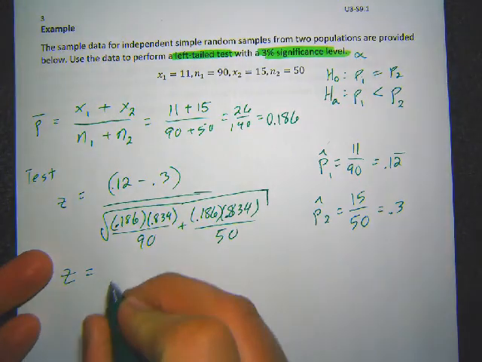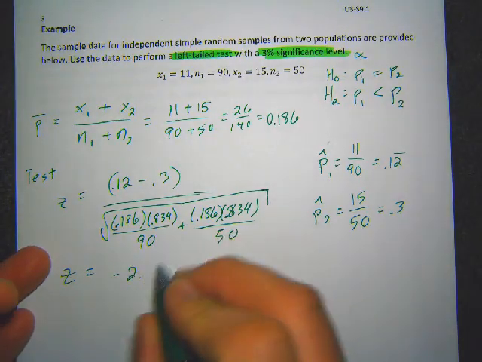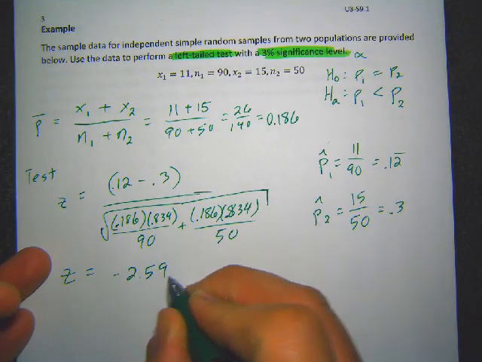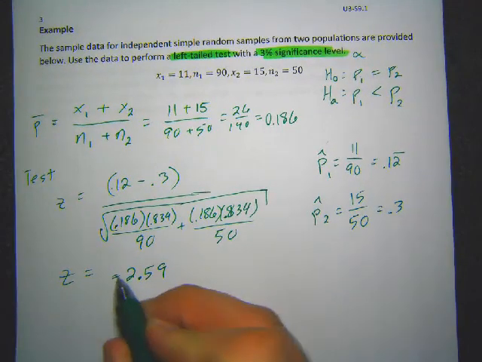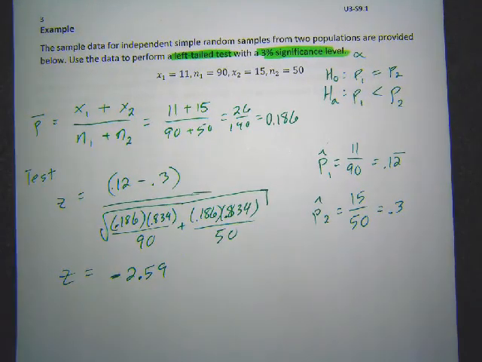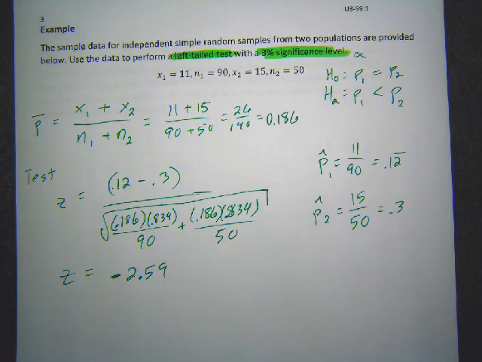Again, this is a z-score, so the further it is from 0, the more extreme it is. Negative 2.59, that's pretty extreme, right? It's not quite negative 3, but it's getting close to that. So this is a sign that we're probably going to reject.